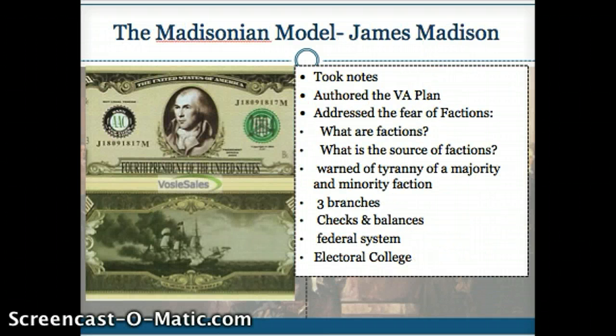What we end up with is a Madisonian model, because eventually the Constitution gets ratified. So when we're looking at the structure of our government, we call it a Madisonian model because it was based off of James Madison. He is the father of the Constitution. He took notes during the entire convention. He was the author of the Virginia Plan, and we do use a lot of the Virginia Plan in the Constitution.